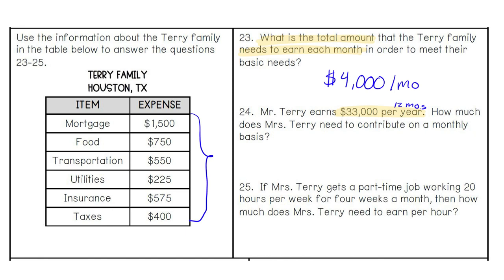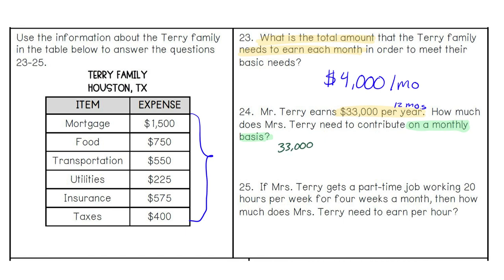Now I need to figure out how much Mrs. Terry needs to contribute. So how much does her job need to pay on a monthly basis? So first I probably need to divide it by 12 months, and then figure out how much Mrs. Terry needs to contribute. So let's grab a different color here.